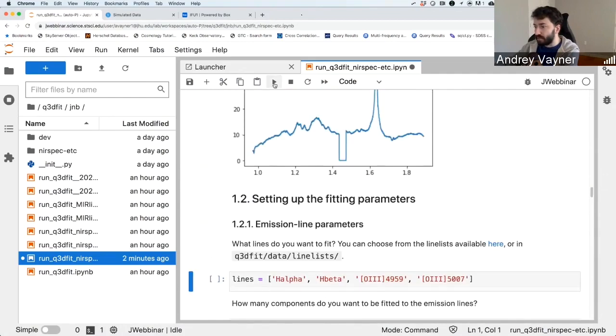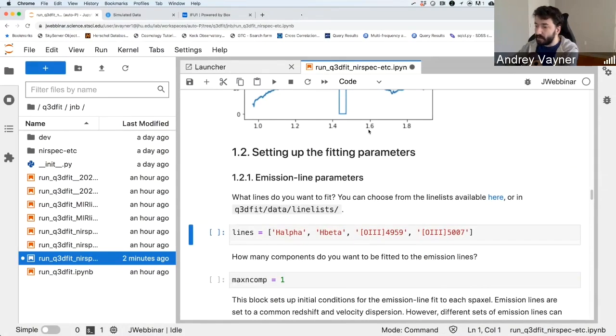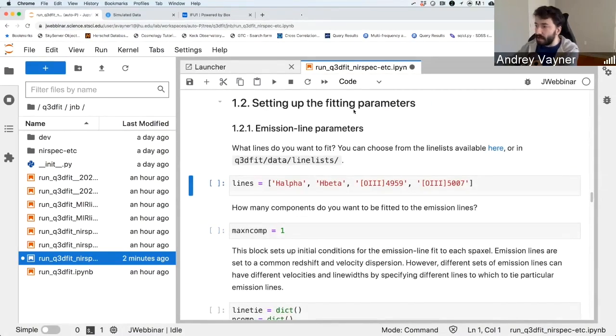And then the next portion is dealing with setting up which emission lines we want to fit. So as I mentioned earlier, there's 4 lines that are simulated in the data: H alpha, H beta, and oxygen 3. And then we have to set up the number of components that we want to fit, Gaussian components for each emission line. So in this case, we're just fitting 1 component per line.